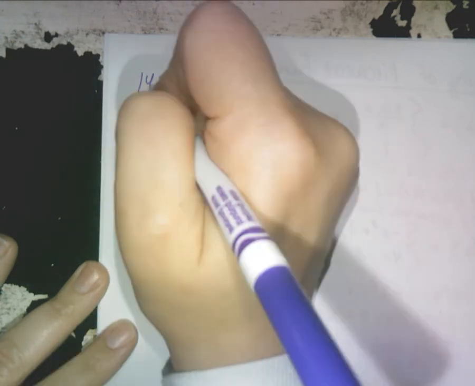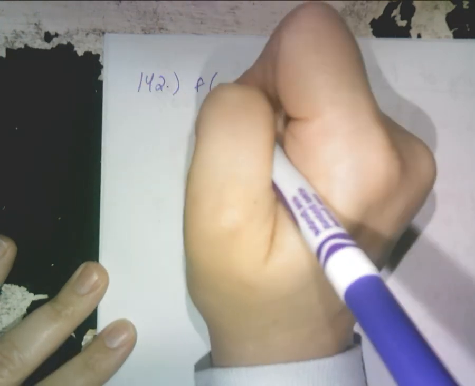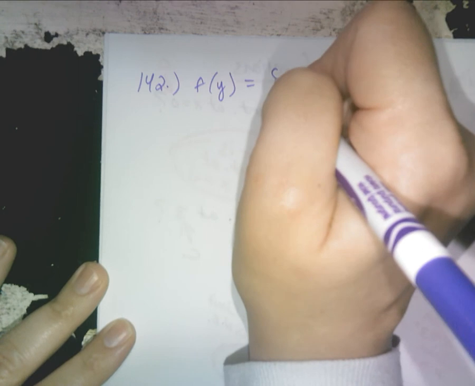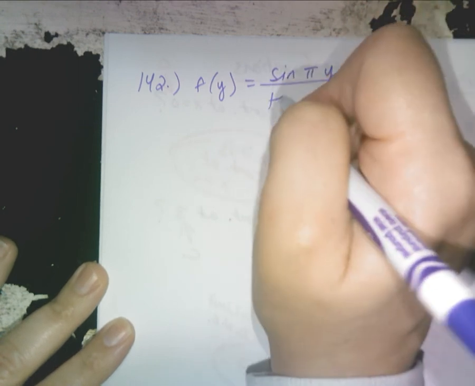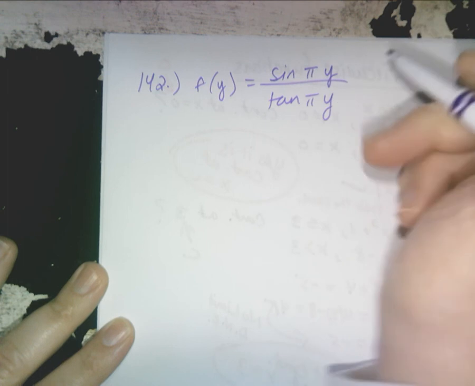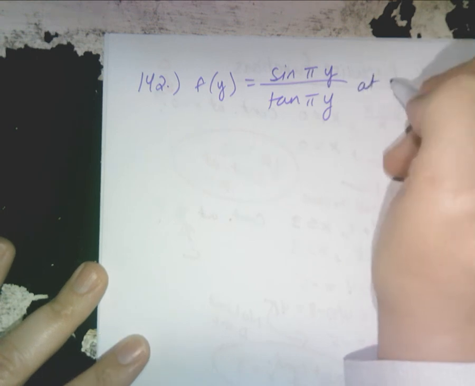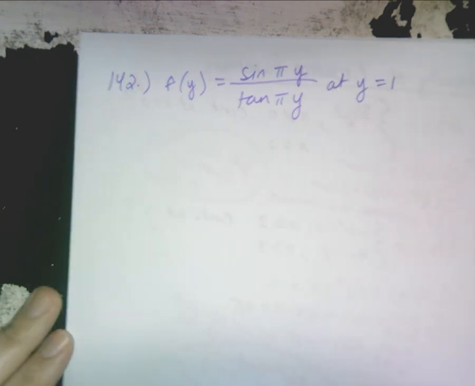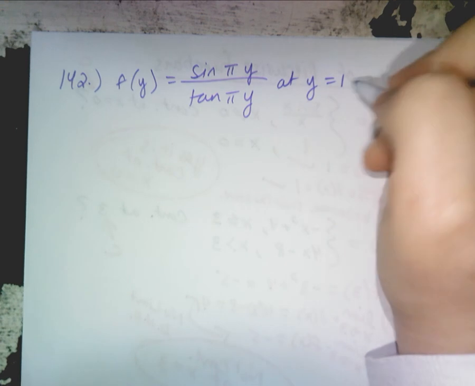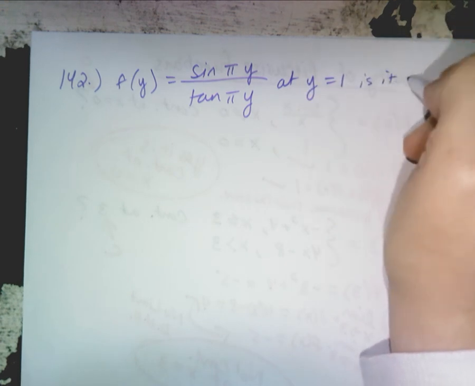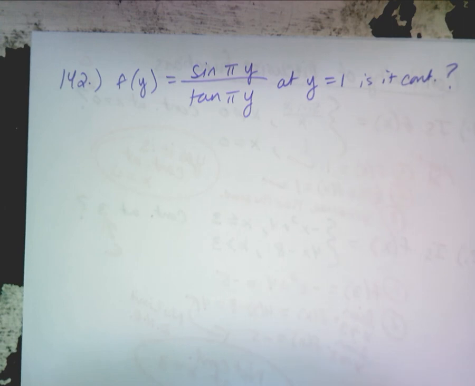Number 142. F of y equals sine of pi over y over tan of pi over y at y equal to 1. And the directions are asking you, decide if the function is continuous at this point. And if it's not, tell me what. Is it continuous?